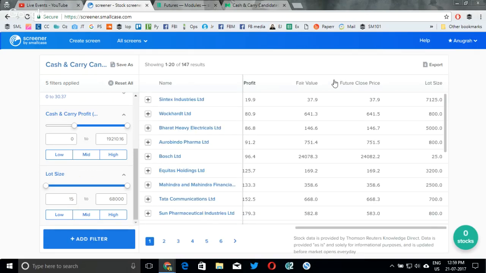So this screen gives you a very quick view of the potential candidates on which you can place a cash and carry arbitrage trade. That is where the fair value spread is positive, and at the same time it also shows you the profit that can be realized by placing these trades, and this profit is simply the fair value spread multiplied by the lot size.